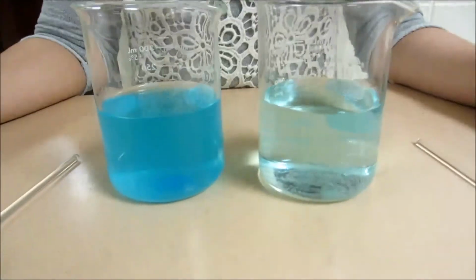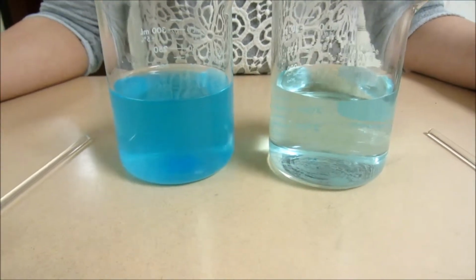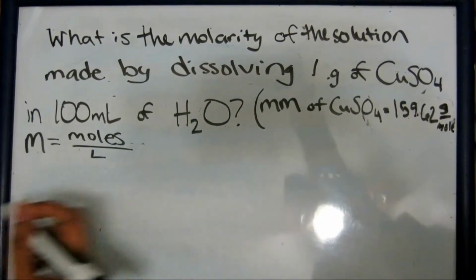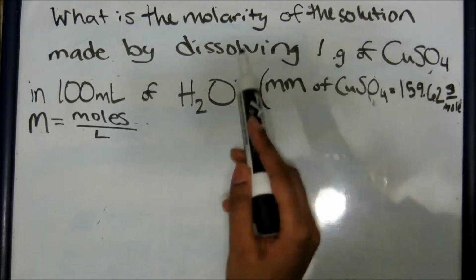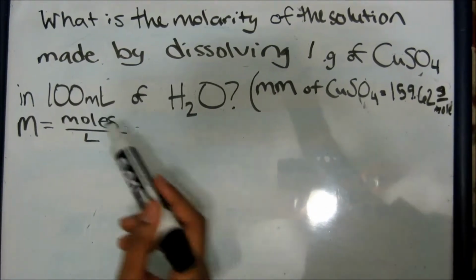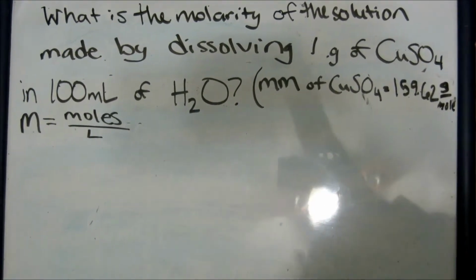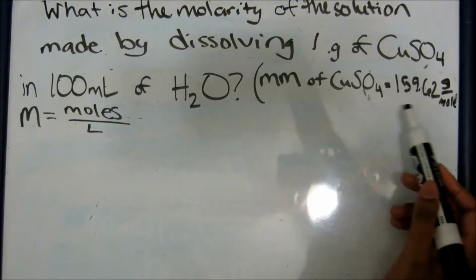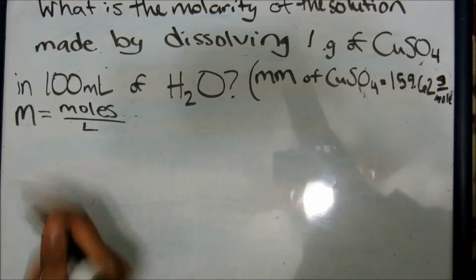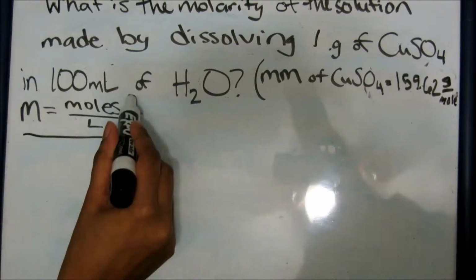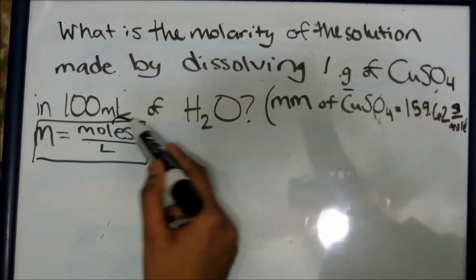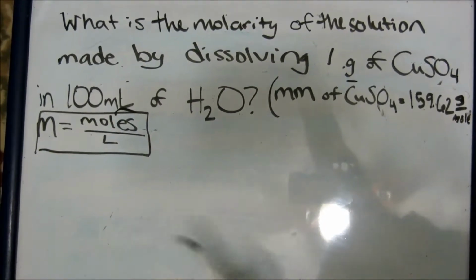Now let's calculate the molarity of each solution. So basically we know that the solution is made by dissolving 1 gram of copper 2 sulfate in 100 milliliters of H2O, which is water. We already know the molar mass of copper 2 sulfate is 159.62 grams. And we need to find moles over liters, but now we already have grams over milliliters, so we need to do dimensional analysis.